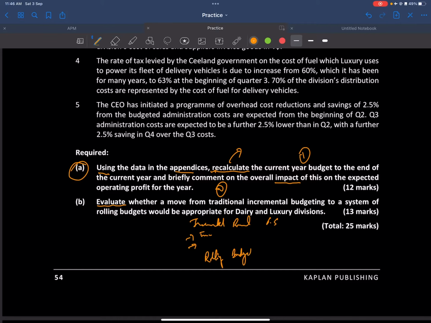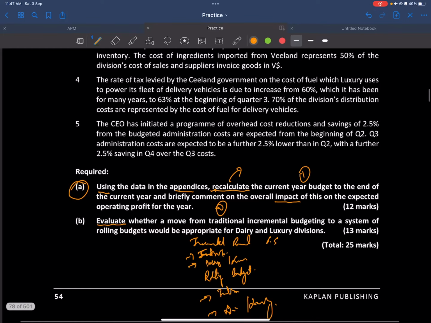rolling budget, right? And the introduction and all those things. And then we can talk about the dairy division and then the luxury division similarly in the same way as well. We could do something like that, right? So that gives us the structure. The structure itself is very important. That will give us, just to make your structure quickly, we get the points.